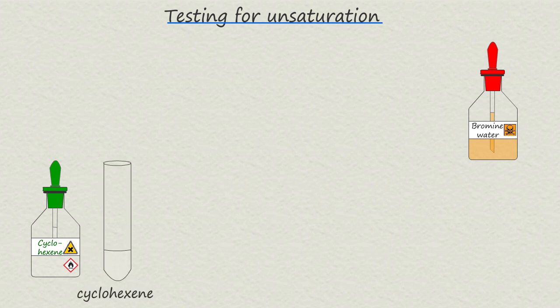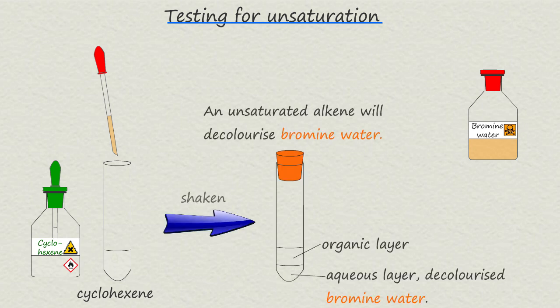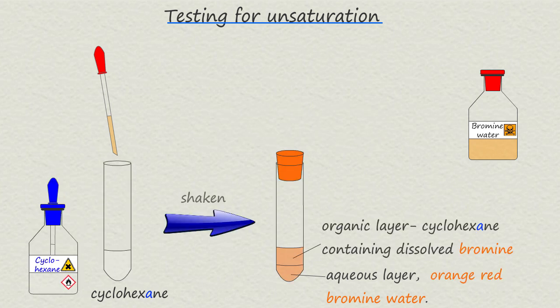Now if a few mils of cyclohexene is added to a boiling tube, and then a few drops of red-orange bromine water is added to the boiling tube and the contents shaken, the red-orange colour disappears almost immediately. This is simply because the orange-red colour is due to the presence of bromine, and this adds to the carbon-carbon double bond in the cyclohexene molecule and so is no longer present.